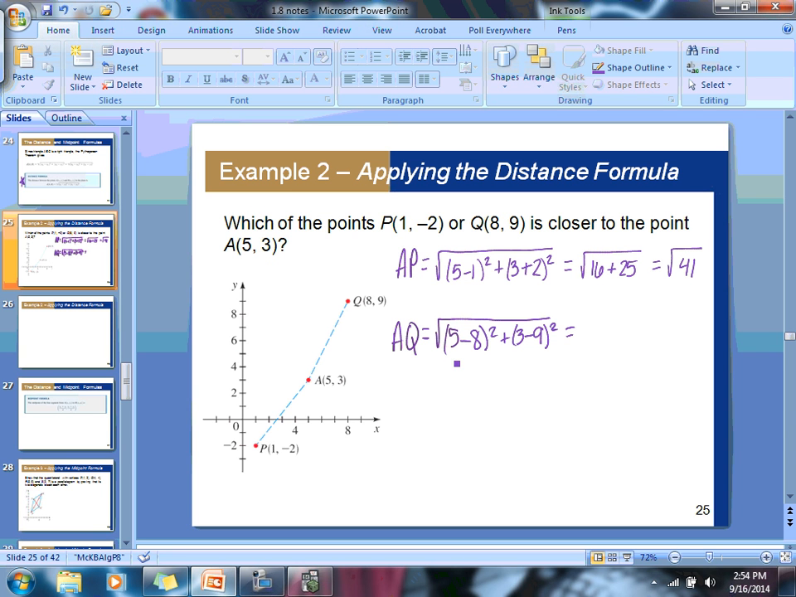So back to simplifying this one. 5 minus 8, that's -3. -3 squared is going to give me a 9. 3 minus 9 is -6, and -6 squared is going to be 36. And 9 plus 36 is 45, or the square root of 45. So here I can see that my smaller value is the square root of 41, so that means P is closer to A.